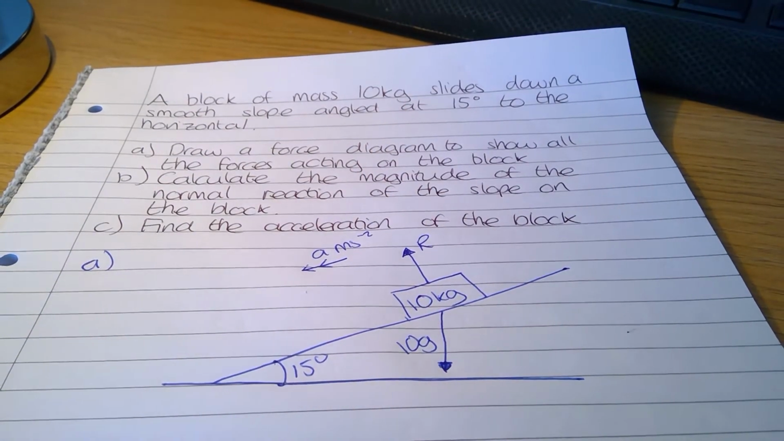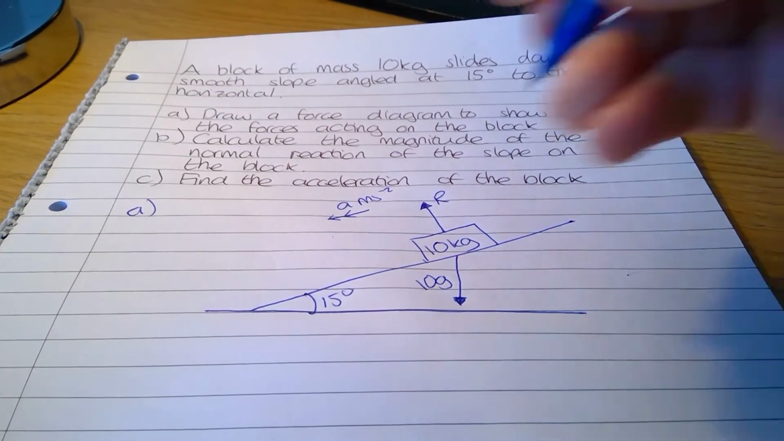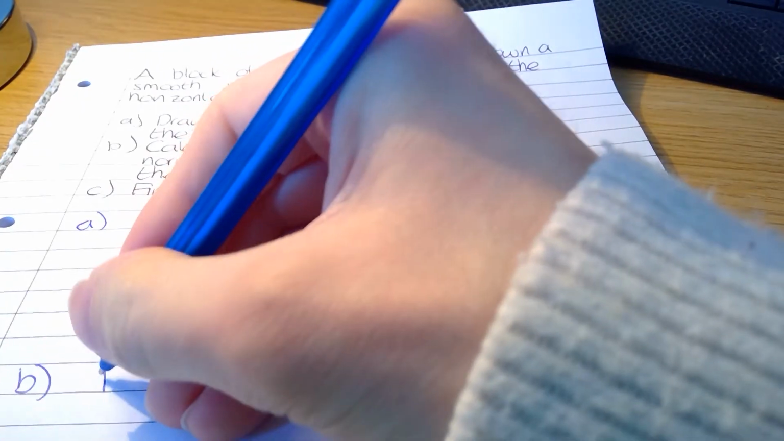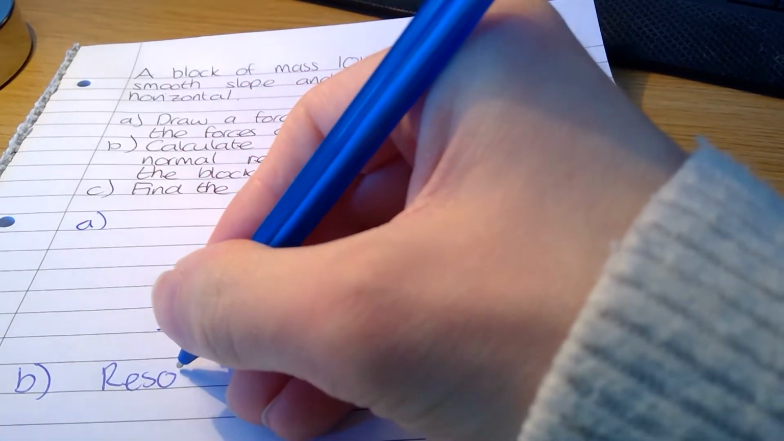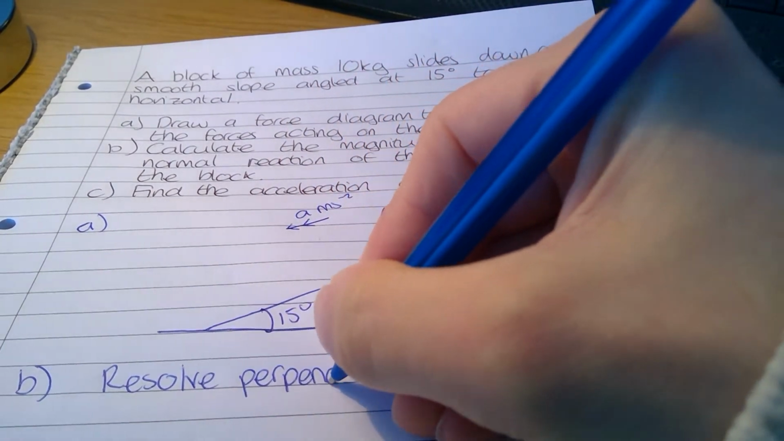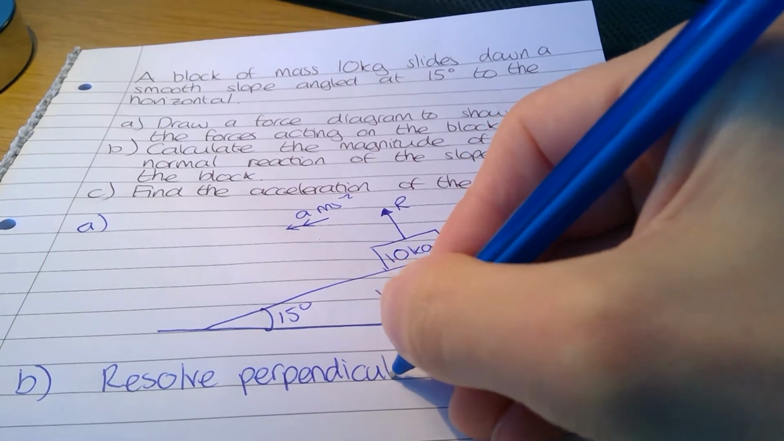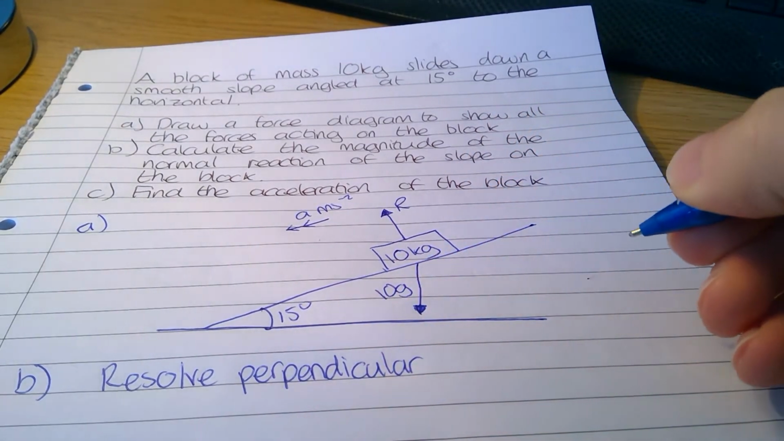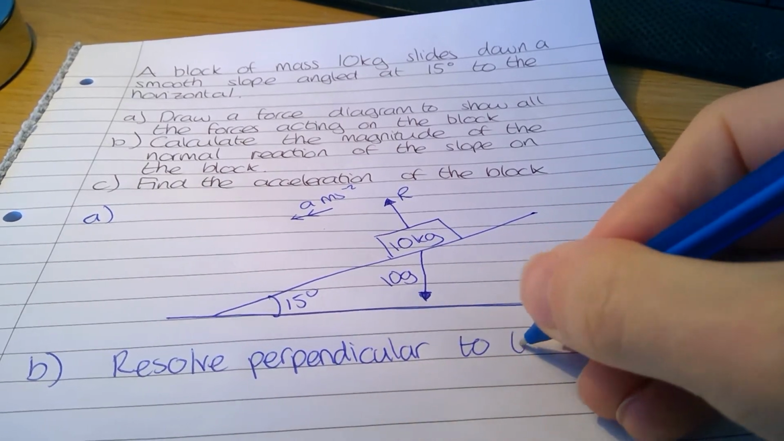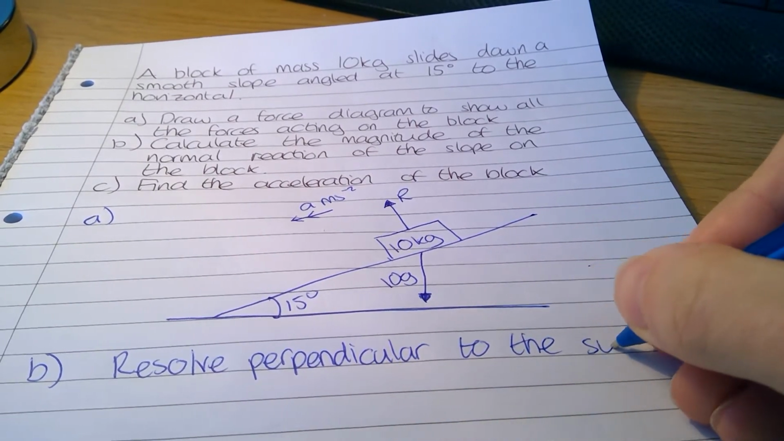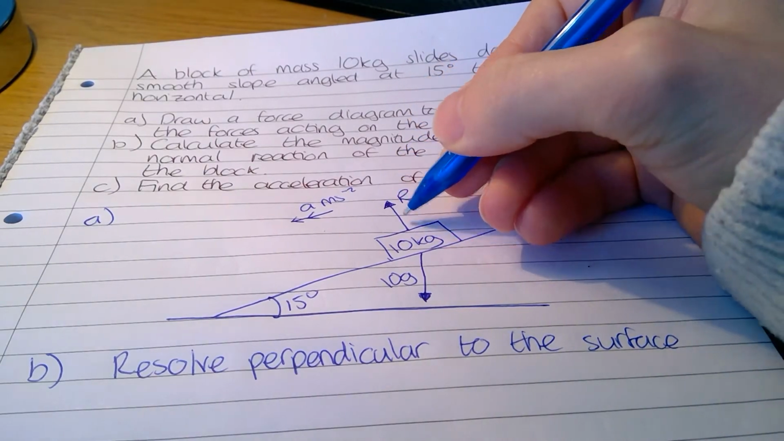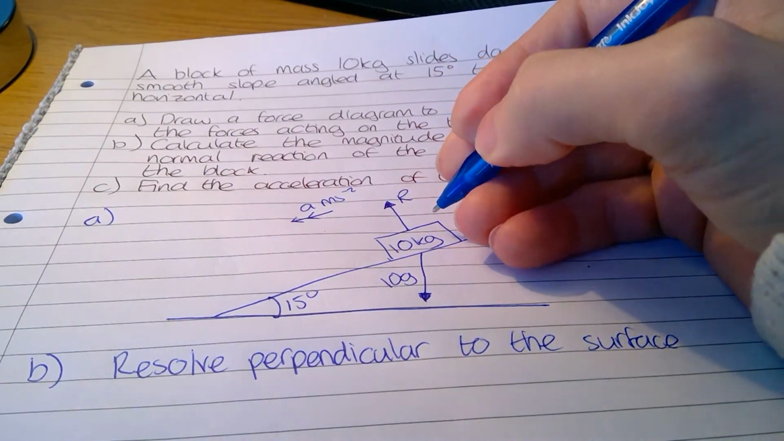Okay, so part B, calculate the magnitude of the normal reaction. What I want to do is resolve perpendicular to the slope. It's going to be easier to do this than trying to go horizontally or vertically, because we'd get all sorts of weird components to forces. So resolve perpendicular to the surface. R is already perpendicular to the surface. That's kind of the whole point of it, really, isn't it?